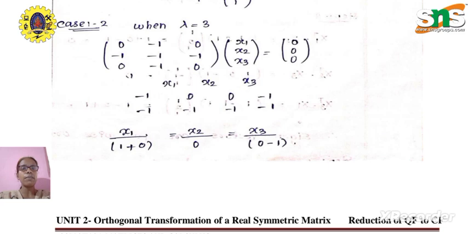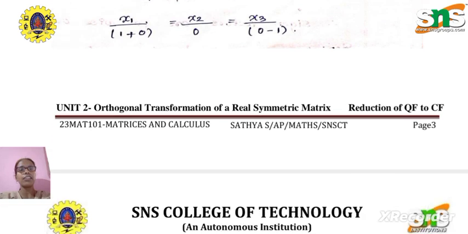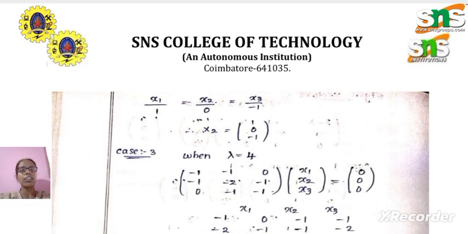So for x1, x2, x3, we start with the coefficient of x2: minus 1 minus 1 0, minus 1 0 minus 1, minus 1 minus 1 minus 1. Next, x1 by, as cross multiplication, 1 minus 0, and x2 by 0 minus 0, which is 0, x3 by 0 minus 1. Finally we are going to get the eigenvector of the form 1 0 minus 1.